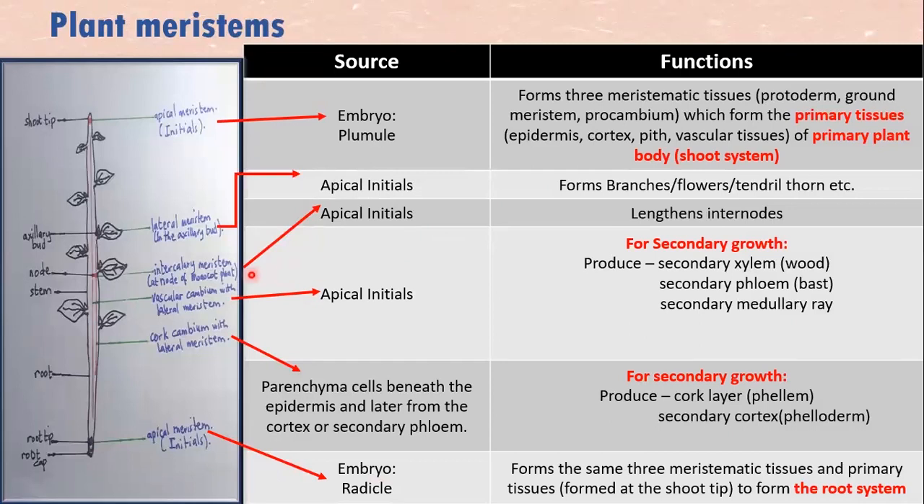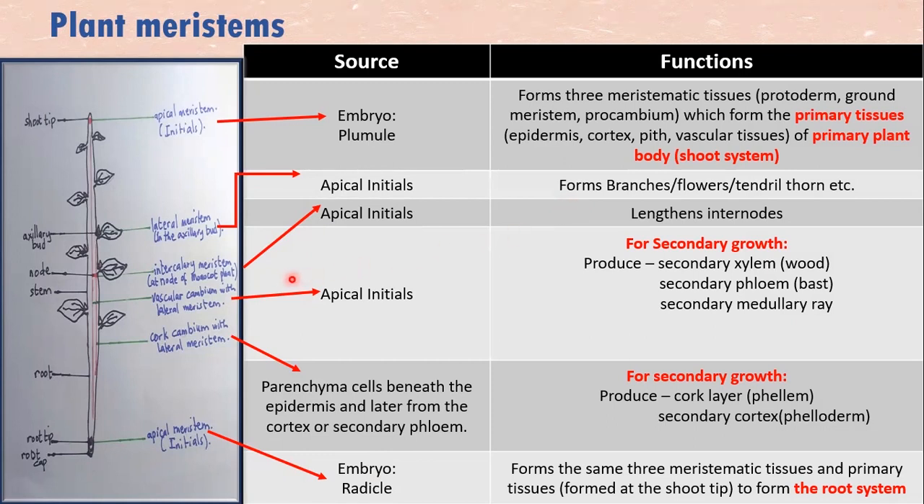Then we have intercalary meristems at the node of monocots. The source of the intercalary meristems is also in the apical initials. And the function of it is to lengthen the internodes as the whole plant lengthens.